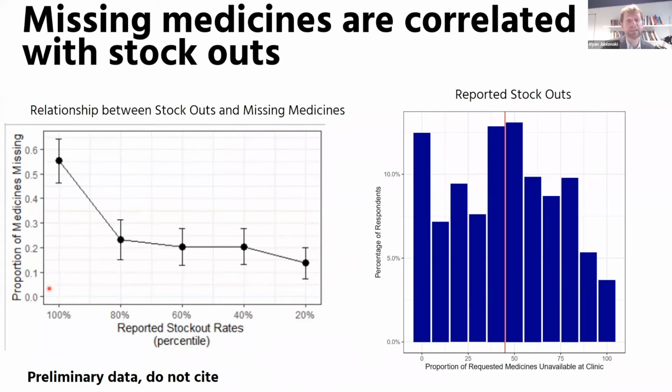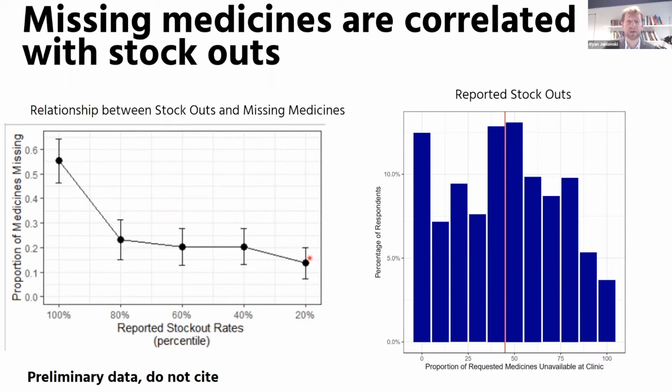So if we look at the 80th percentile of stockout rates, this chunk of clinics, we're finding that on average about 55% of medicines are observed by our audits as going missing, compared to low stockout clinics, where we're getting about 15% missing medicines on average.